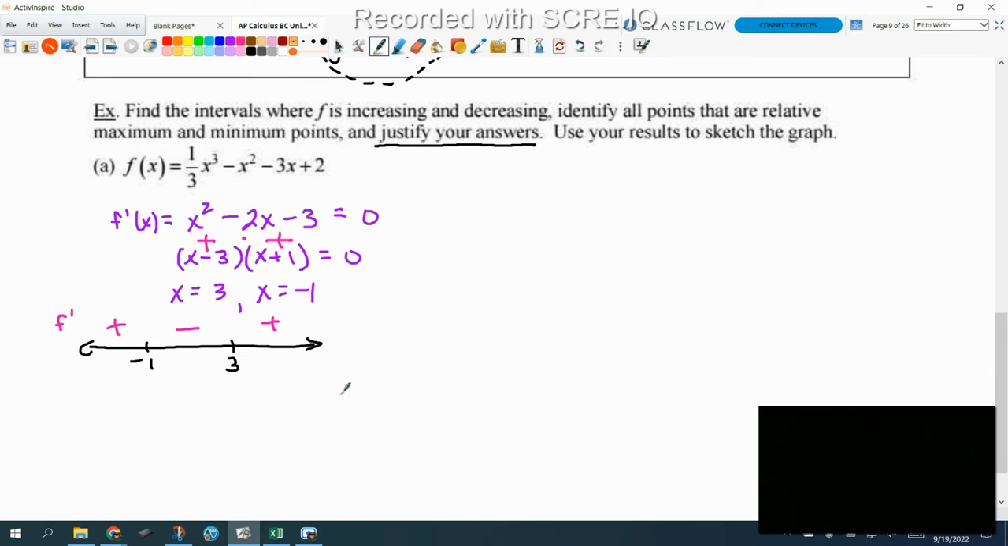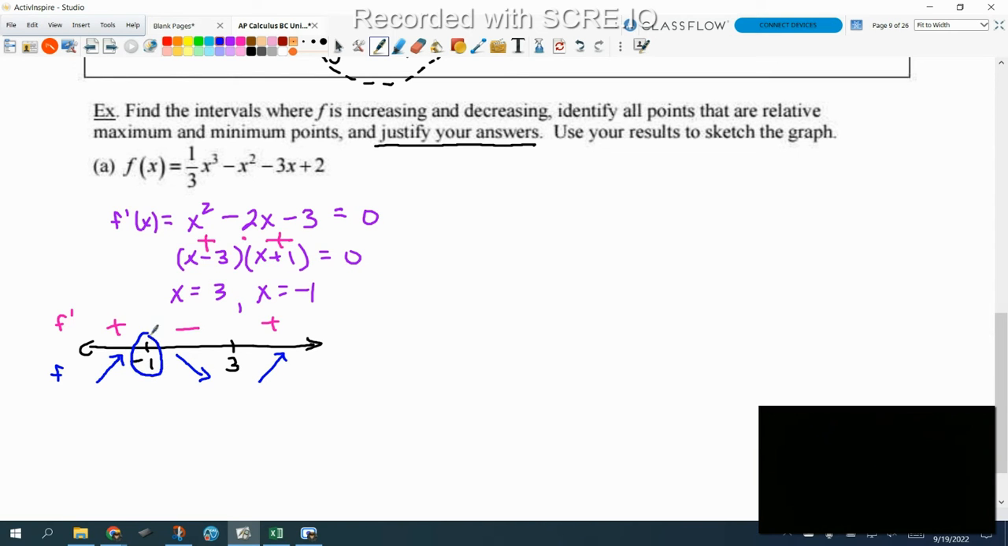Positive times a positive is a positive. All right, what does that tell us about f? Well, if f prime is positive, then f is increasing. If f prime is negative, then f is decreasing. If f prime is positive, then f is increasing again.